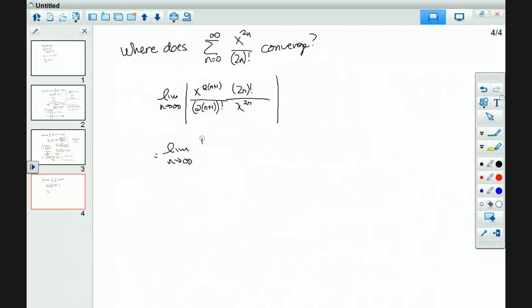Okay, so this is x to the 2n plus 2 times x to the 2n. You can cross out the x. Oh, yeah. This is (2n plus 2) factorial. Oh, this is going to fall out nicely. Okay.